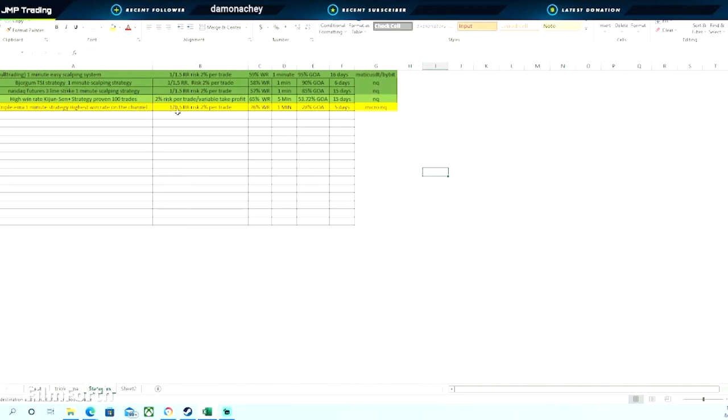But that's it for the strategy. So 1 to 0.5 risk to reward, risking 2% per trade, gives us a 28% gain on the account.